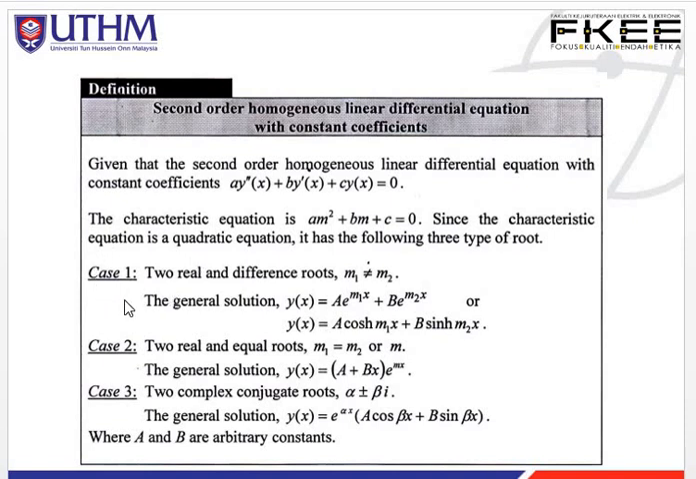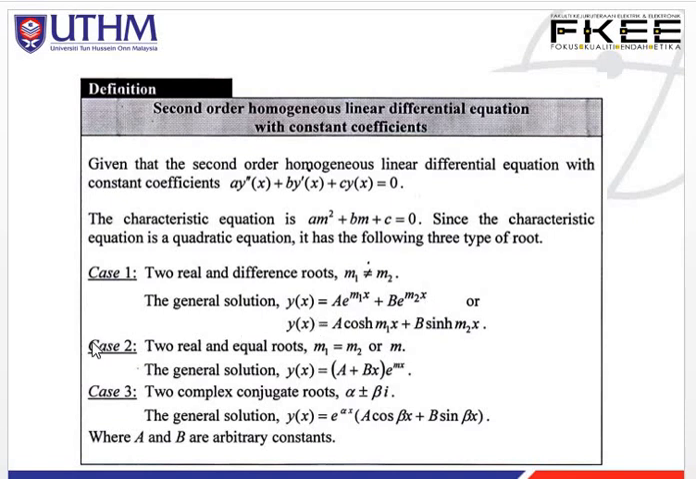So this is how we classify the cases. Case 1 is two real and different roots, meaning root m1 not equal to m2. You need to bear in mind the general solution for case 1: y(x) equal to a exponent m1x plus b exponent m2x.